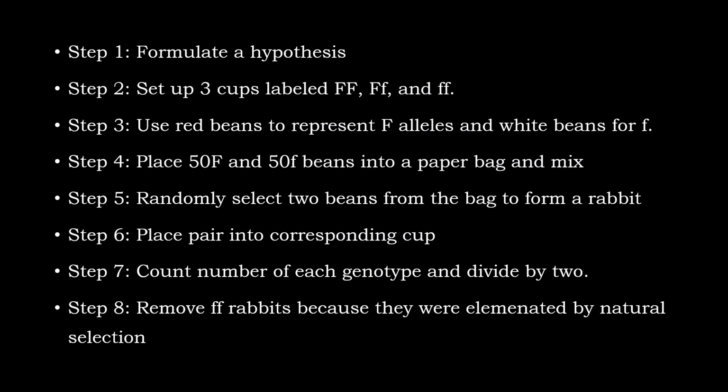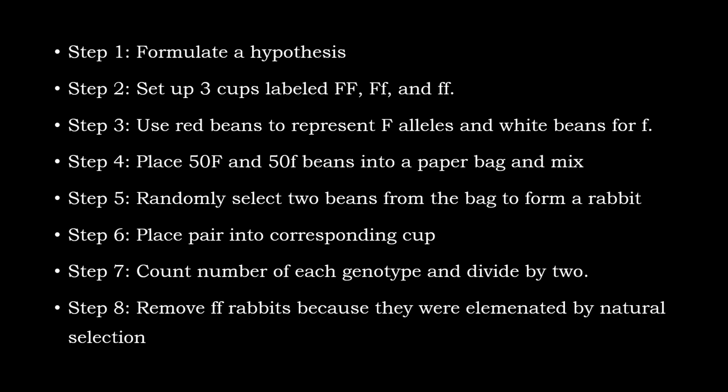Procedures. Step 1. Formulate a hypothesis. Step 2. Set up 3 cups labeled FF, Ff, and ff. Use red beans to represent F alleles and white beans for f. Step 4. Place 50 F and 50 f beans into a paper bag and mix. Step 5. Randomly select 2 beans from the bag to form a rabbit. Step 6. Pair into corresponding cup.